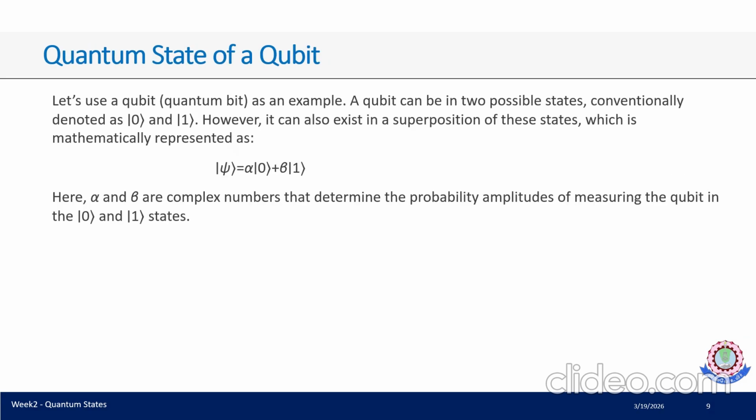Quantum state of a qubit. Let us use a qubit example. A qubit is possible in two states, conventionally. So this is the representation which determines the amplitudes of measuring the qubit in the 0 and 1 state.